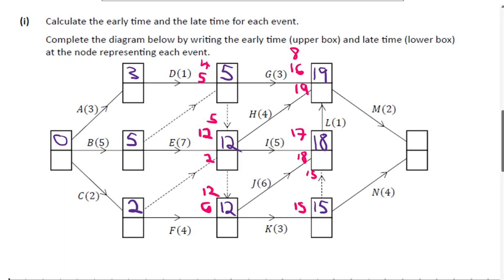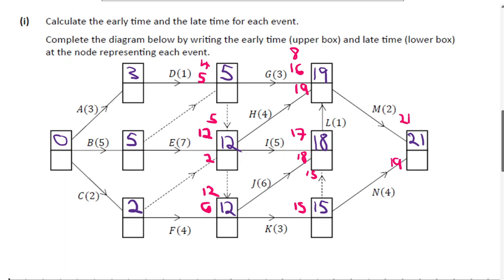And then we go 19 plus 2 is 21, and then 15 plus 4 is 19. So the earliest time by which everything is going to be done is 21. So what that means, it takes 21 time units, whatever it is, to get that completed. So those are the early times.